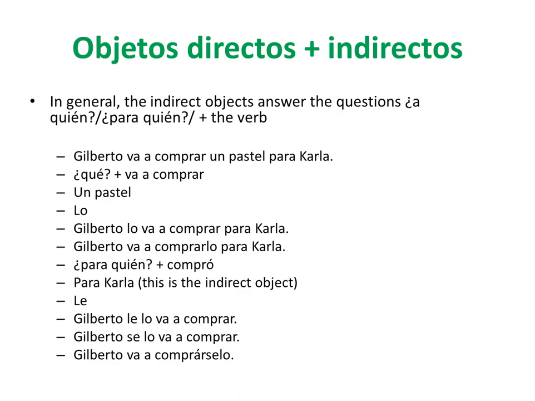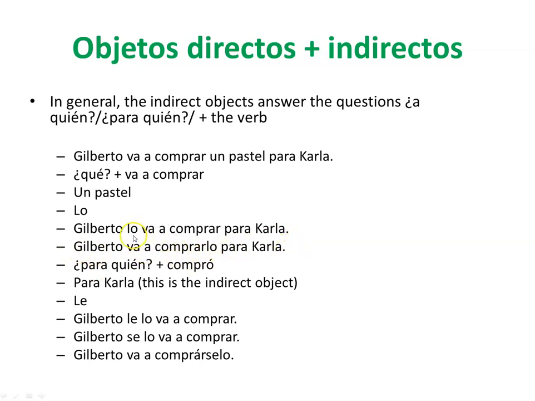Okay. What's going to happen here? Aquí tenemos something more interesting. My sentence is going to be, Gilberto va a comprar un pastel para Carla. That's the plan. I need to replace all of these objects in this sentence. So, ¿qué va a comprar? Un pastel. This is the objeto directo, lo. Entonces, my new sentence is, Gilberto lo va a comprar para Carla. Or it can be, Gilberto va a comprarlo para Carla.